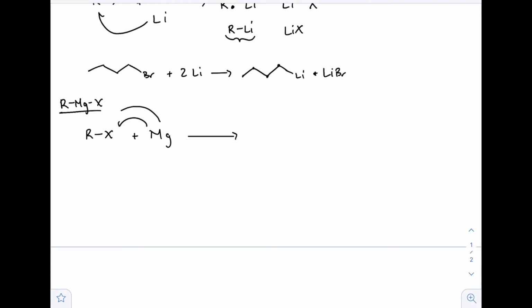These magnesium reagents aren't as reactive as I told you, and so those aren't going to burst into flames, but they can, depending on what you're working with, right? So you still got to be super careful with these.